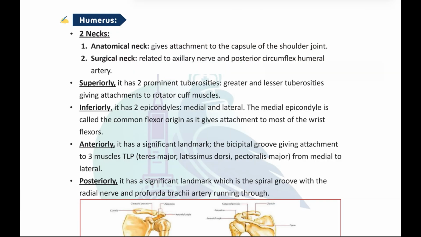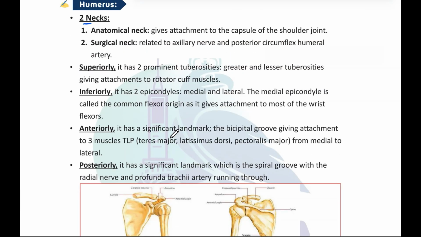So now we will have our discussion about the bones. The humerus has two necks in the very proximal part. One is the anatomical neck and one is the surgical neck. The anatomical neck gives attachment to the capsule of the shoulder joint, this has been asked in the MCQ. And the surgical neck is related to the axillary nerve and posterior circumflex humeral artery.